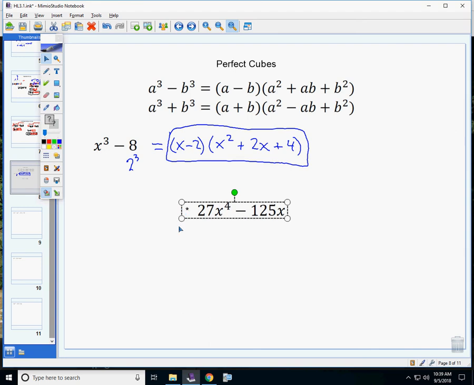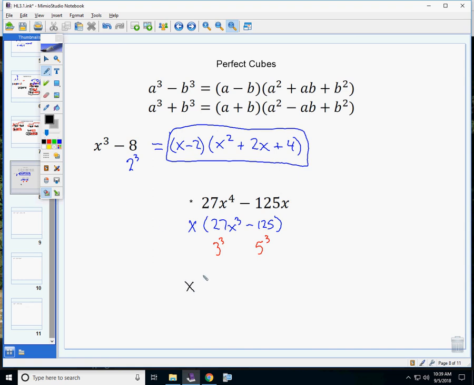So here's another form. We got 27x to the fourth minus 125x. Now notice that there is a greatest common factor of x, so we would take it out first. Then you should notice that 27 is 3 cubed and 125 is 5 cubed. So again, we would follow the form up top. Don't forget that you do have an x that you pulled out in the very beginning.